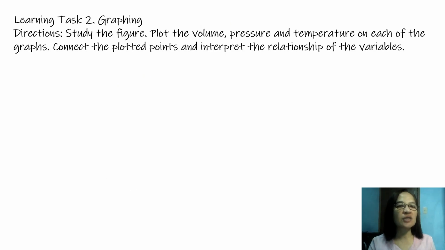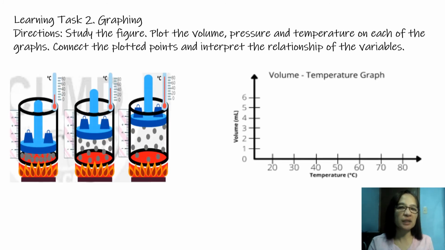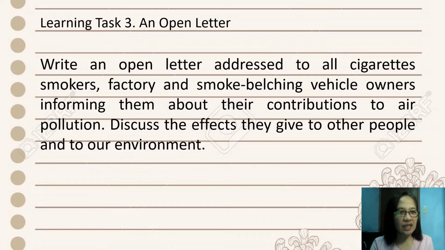For your learning task 2, study the figure, plot the volume, pressure, and temperature on each of the graph. Connect the plotted points and interpret the relationship of the variables. Learning task 3, write an open letter addressed to all cigarette smokers, factory and smoke belching vehicle owners, informing them about their contributions to air pollution. Discuss the effects they give to other people and to our environment.